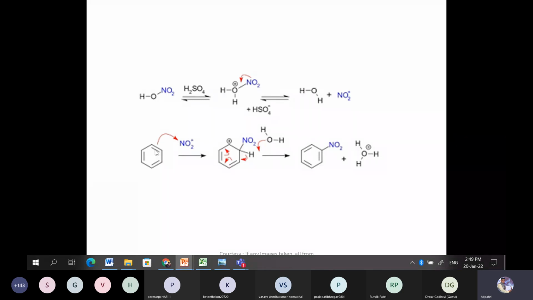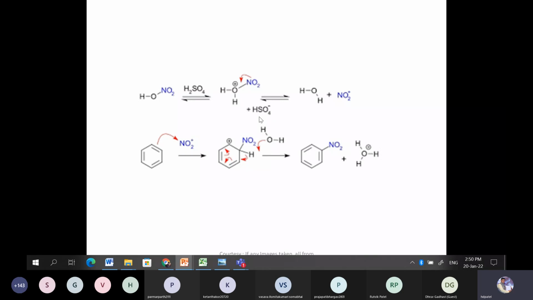This one has a deficiency of electrons, so it will interact with the pi electron cloud of benzene. When it interacts with the pi electron cloud of benzene, first of all, pi complex formation will take place, and then NO2 will bind at a particular position. When it binds, we can see the positive charge on the next carbon. Now, due to resonance, we get different resonating structures, and finally removal of a proton will take place. That proton may attach to water or HSO4 minus.